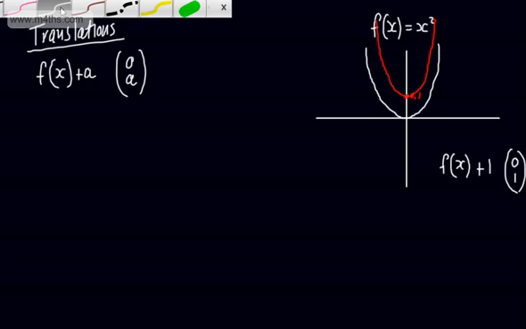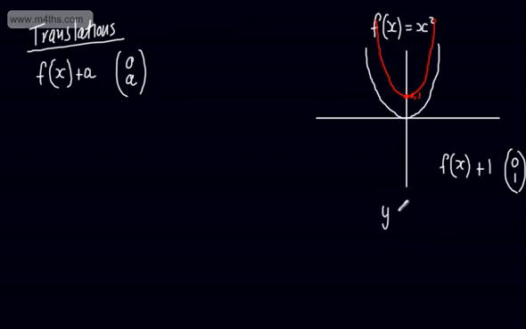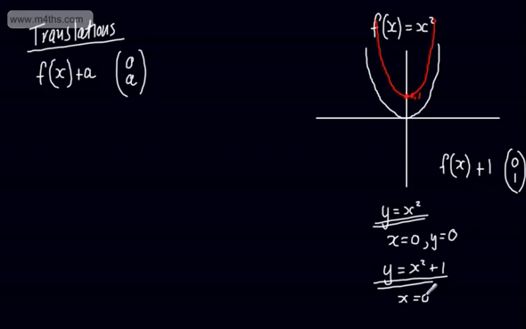Let's consider what I've just done in terms of the equation. So what we've got then, let's say y is equal to x squared. That's our original function. So when x is equal to 0, y is going to also be equal to 0. Let's now look at y is equal to x squared plus 1. So all I'm doing is adding 1 to my function. If x is equal to 0, 0 squared is 0, plus 1, y is going to be equal to 1.